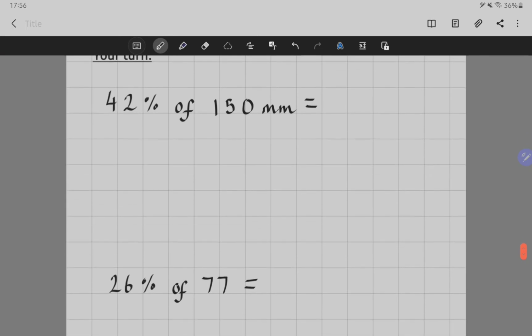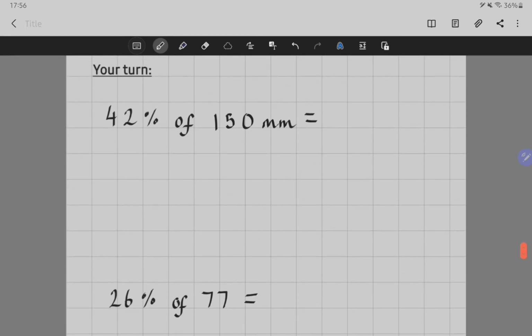There's 2 questions here. 42% of 150 mil, 26% of 77. Okay, see if you can work those ones out. You can choose which method you use. Okay, you could even attempt those trickier, more efficient methods. How did you get on?